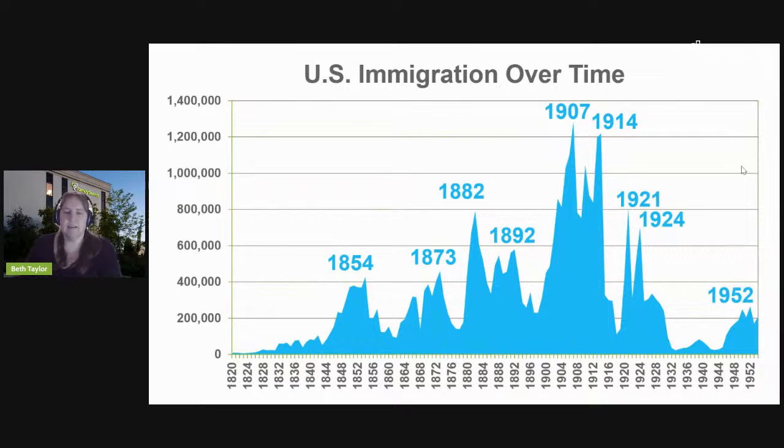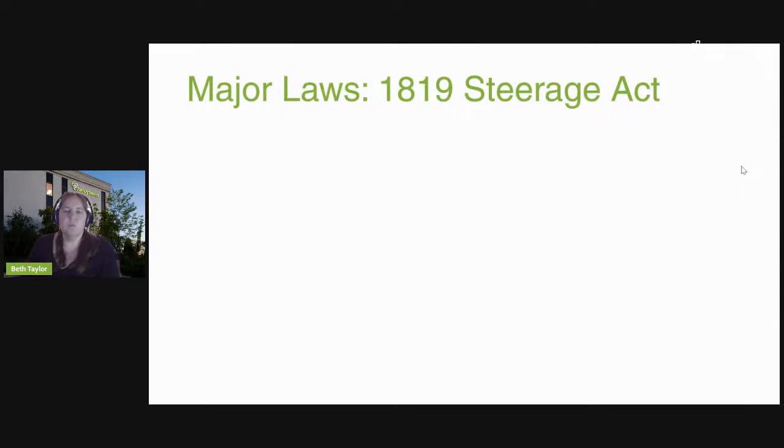So we can see that immigration is not an increasing graph or an increasing number every single year. It ebbs and flows, the number of ancestors or the number of people that came here to the United States. So let's talk about some of the reasons for those ebbs and those flows.